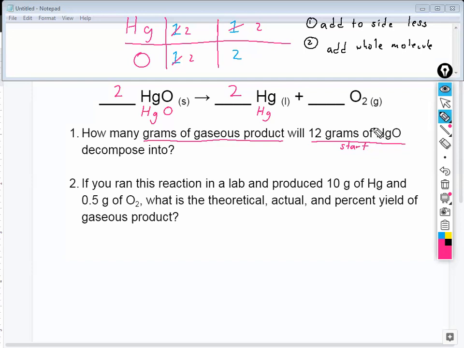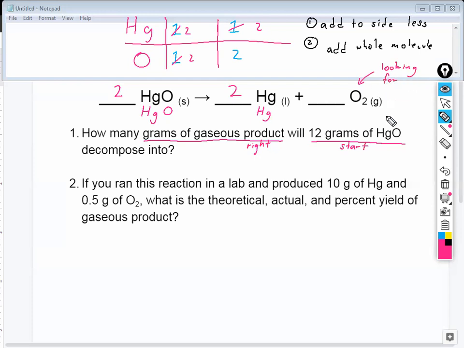Okay, so we know this chemical is important. It's asking us for the gaseous product. Now, if you guys remember, products are the chemicals on the right side. So if you look on the right side, Hg has an L next to it, which means it's a liquid, so we're not really interested in that one. But O2 has a G, and G means gas. So this is the one that we're looking for. We are looking for O2. Makes sense why we're looking for O2?